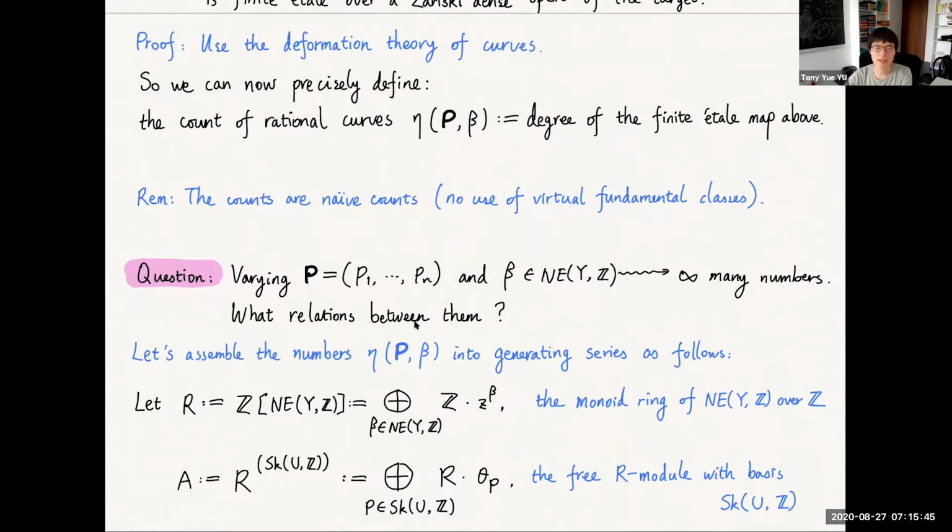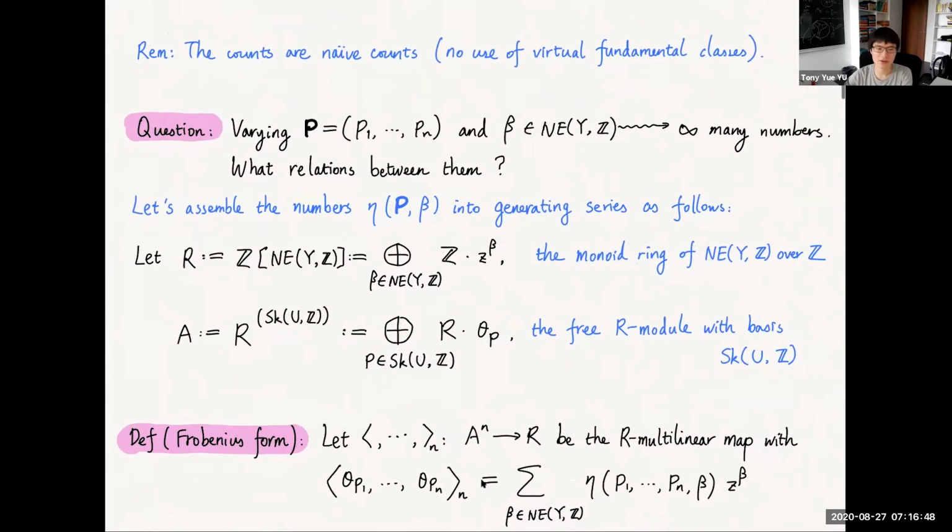And next, we want to take into consideration all possible choices of P, all possible choices of these integer points in the skeleton. So we let A be the free R module with basis inside these integer points of the skeleton, Sk(U)(Z), which is just the direct sum of copies of R for every point in Sk(U)(Z). And we denote the basis vector by theta_p for every point p. So it's nothing mysterious here. We just take the direct sum of every possibility. And the notations z^beta and theta_p are just notations for the basis vectors.